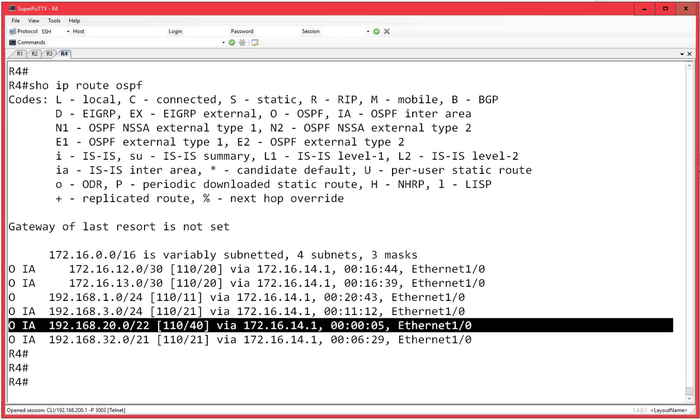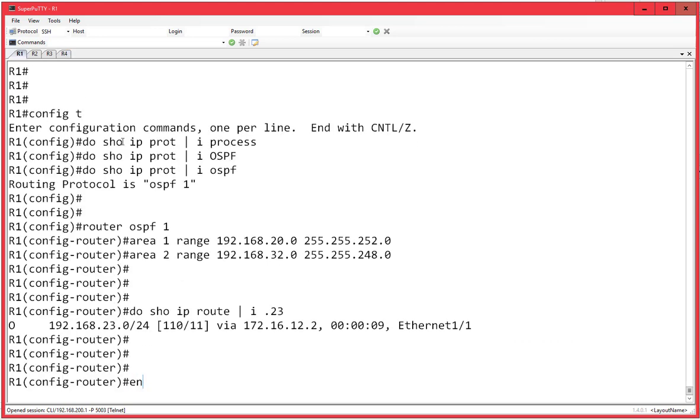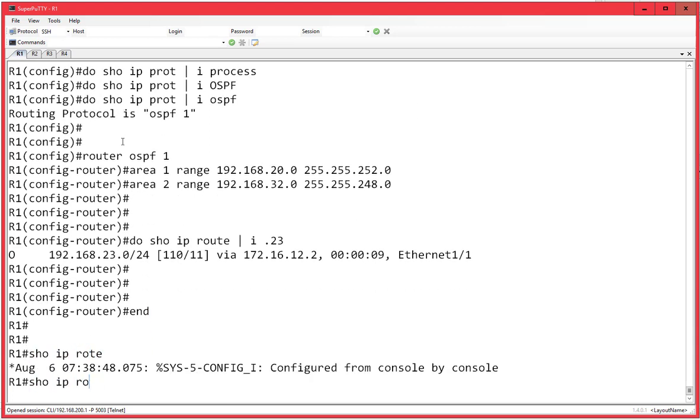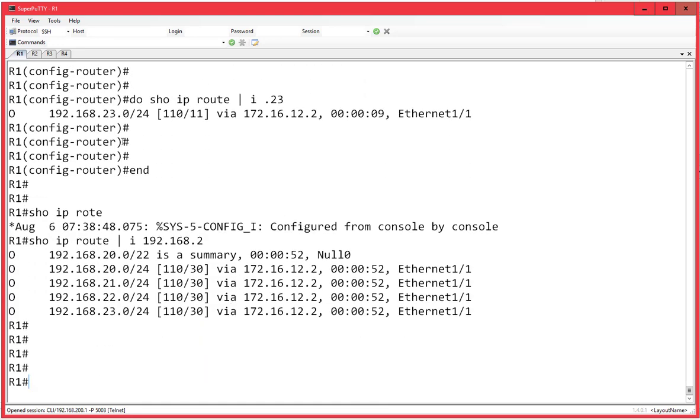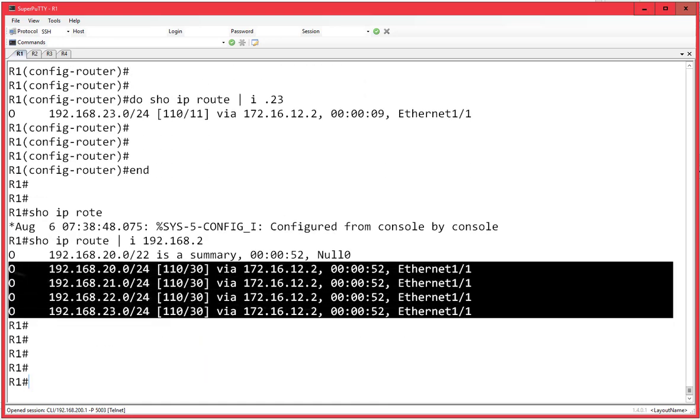So the point that I was trying to make is that the seed metric for the summary is whatever the lowest cost is of all the routes that are included in the summary. If I go over to router number 1 and I look at show IP route pipe include 192.168.2, these are the 4 routes that are coming in from the loopback. They all have a cost of 30, which makes sense. So these are the routes I'm summarizing. That becomes the seed metric for my summary, and then I add the link between router 1 and router 4. That gives me a total path cost of 40.